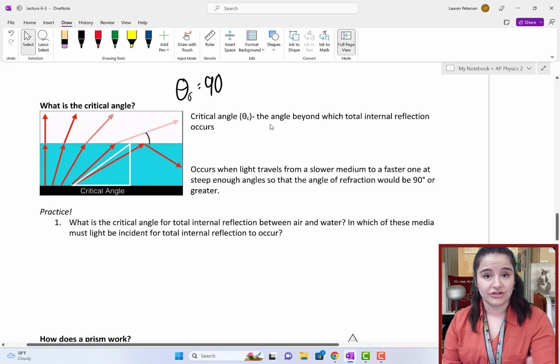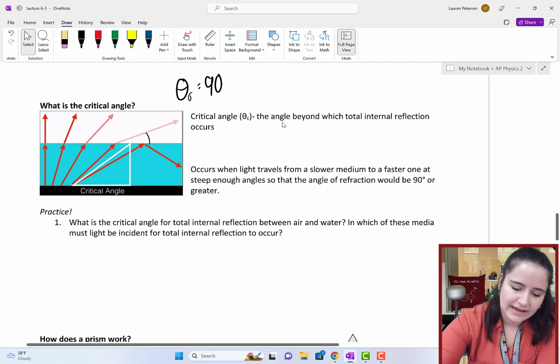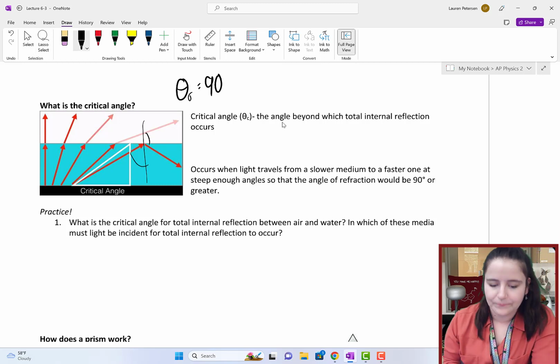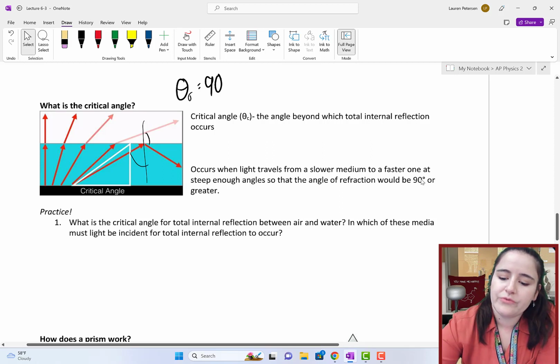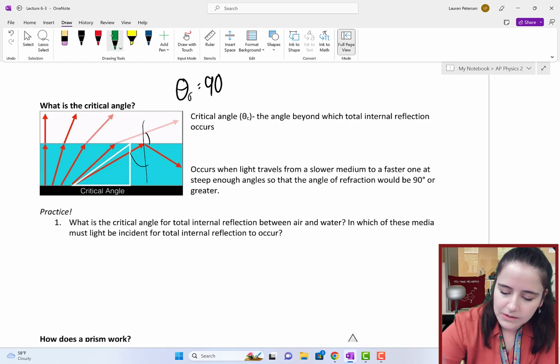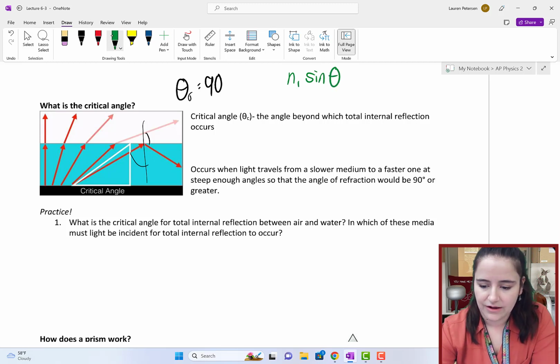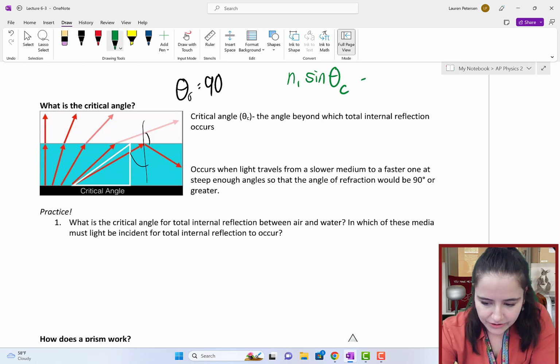Again, this critical angle is just a limit. At angles greater than that incident angle, total internal reflection would occur, because, remember, we measure the angles with respect to the normal. So if we're thinking about that, we're going to be working off Snell's law: n1 sine, and we're looking for that incident angle. I'm going to call that the critical angle.